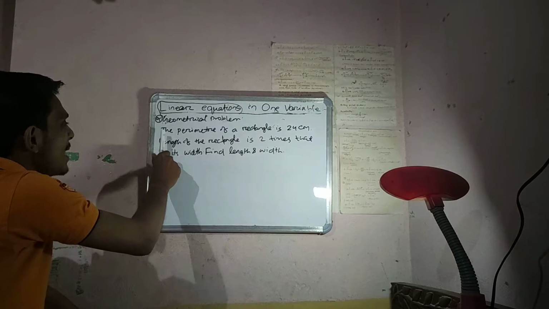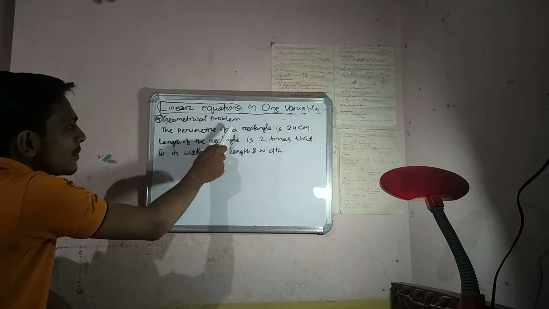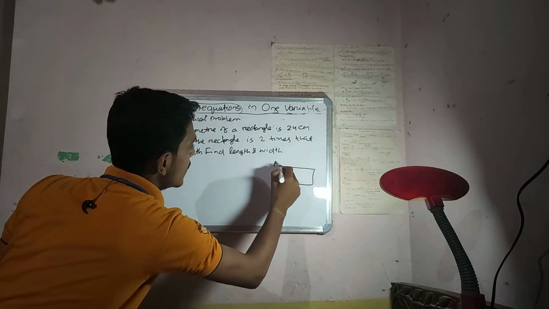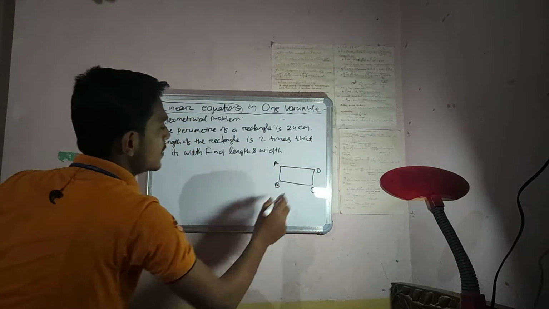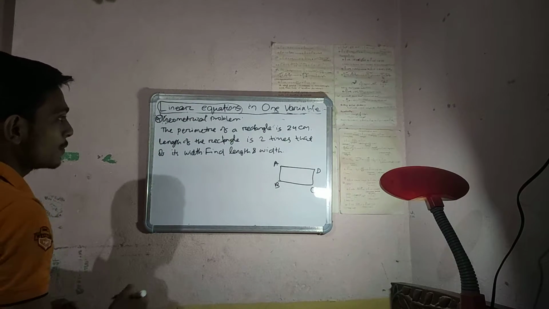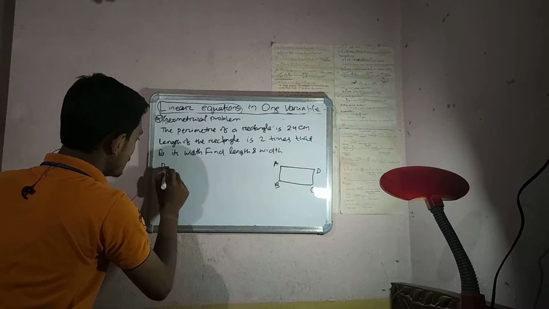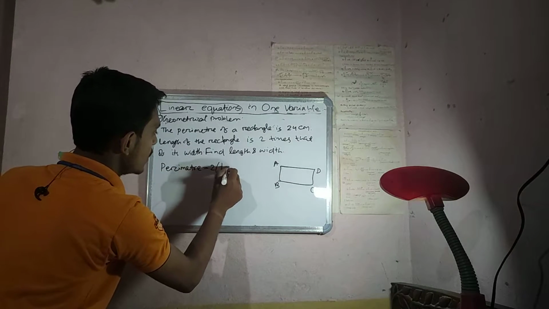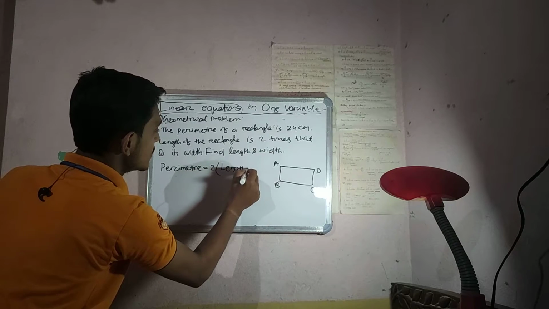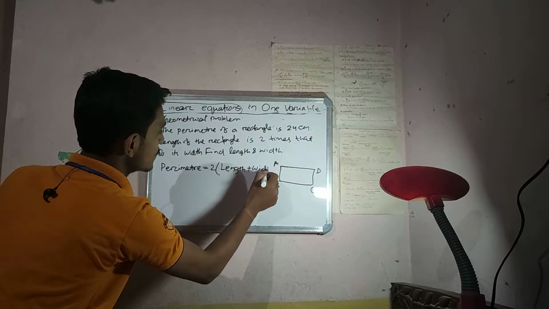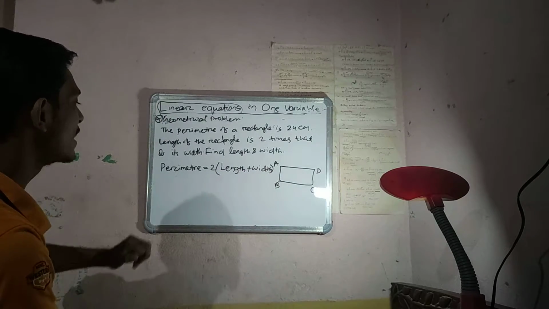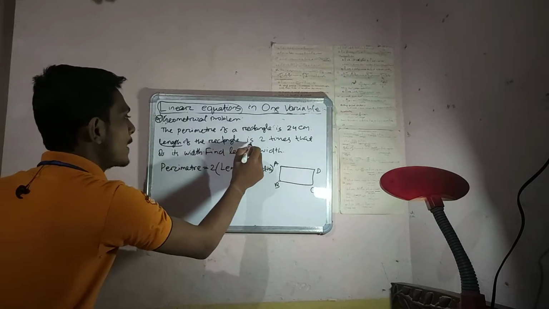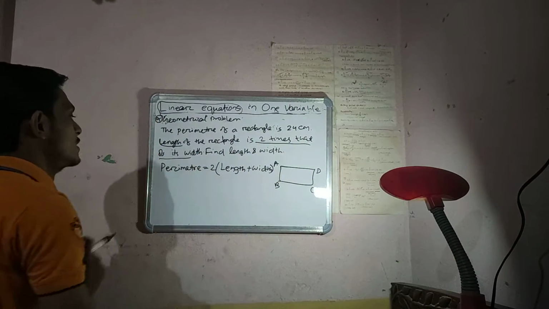See, it is given that the perimeter of a rectangle is 24 centimeter. This is a rectangle ABCD. First we have to remember the formula for the perimeter of a rectangle. What is the formula of perimeter? That is 2 multiplied with length plus width. This is the formula for perimeter. Okay. But we are given that the length of the rectangle is 2 times that of its width.